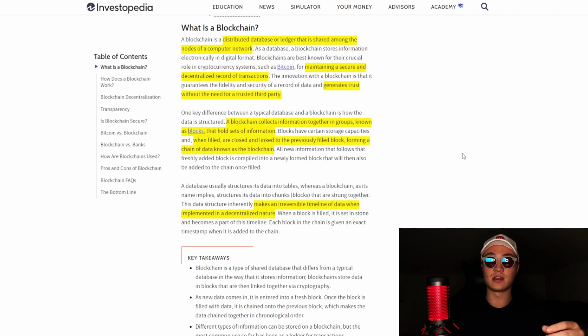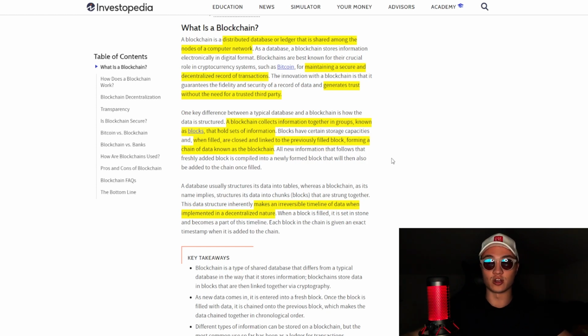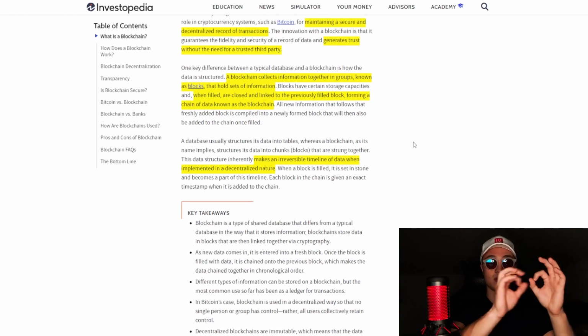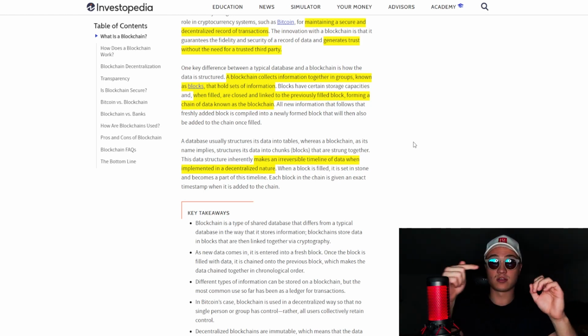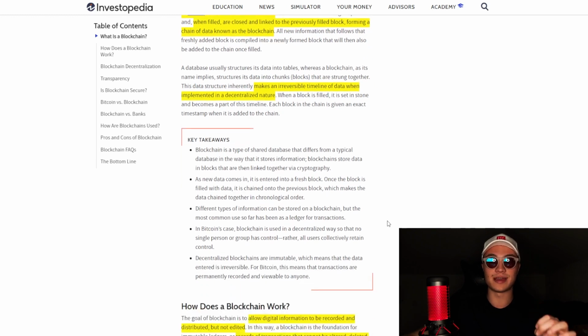Blockchain is important for maintaining a secure and decentralized network of transactions, right? The innovation is that it guarantees the fidelity and security of data and also generates trust without the need for a trusted third party. All you need is consensus within the majority of these nodes in a blockchain, right? The blockchain collects info together in groups known as blocks that hold sets of information. When filled, they are closed and linked to the previously filled block, forming a chain of data known as the blockchain. You have a block, another block, another block. It's filled up, a new block is created and tied in with the previous one. Pretty simple, right? One of the most important things of this data structure is that it makes an irreversible timeline of data when implemented in a decentralized nature. So it becomes part of the timeline and it cannot get tampered with.